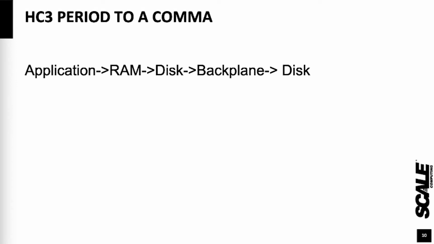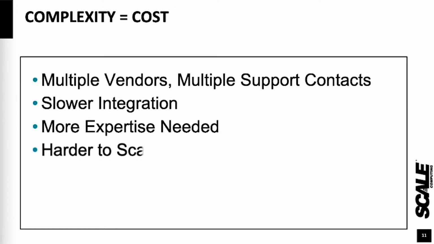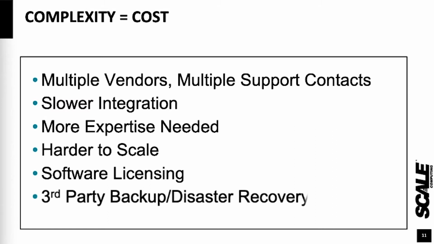So when you start getting efficient, you start moving away from problems like this. Added complexity, which equals added costs because you've got multiple vendors, you've got multiple different support contracts. The integration time is tedious. And with that, the expertise that is associated with that tedium is even higher. The scalability issues become apparent. The licensing becomes an issue as well.